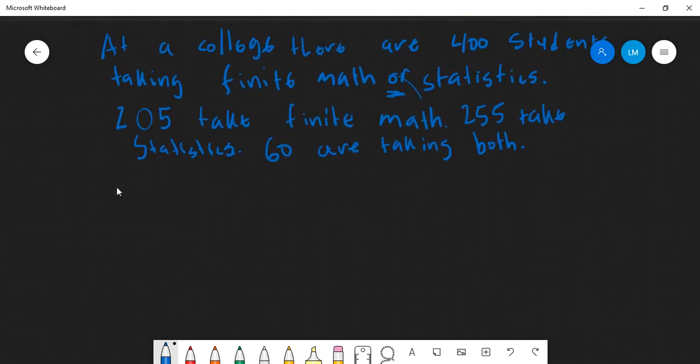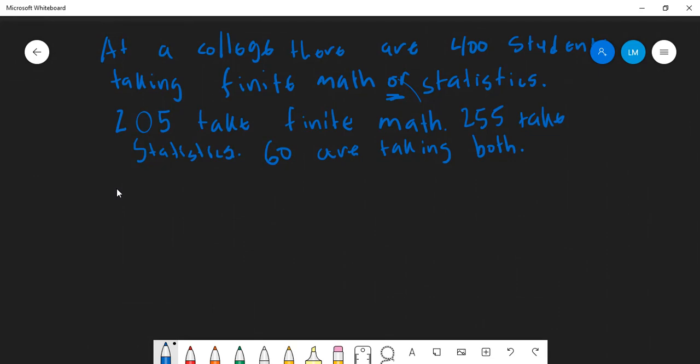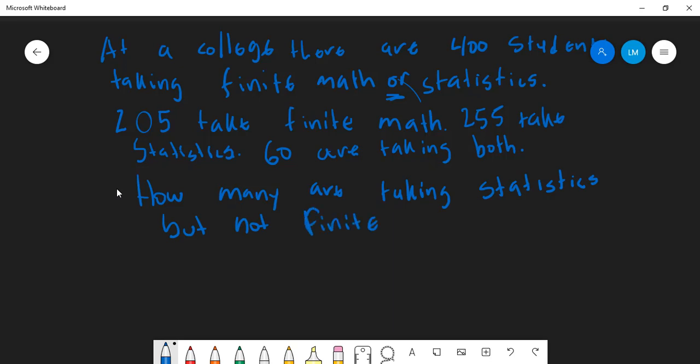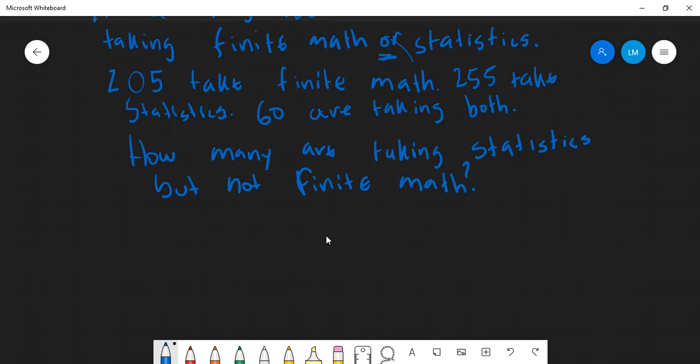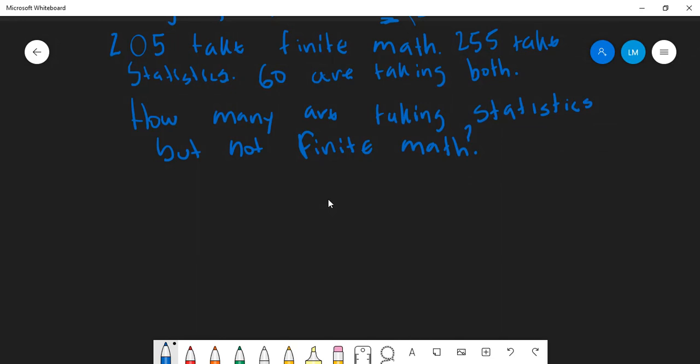So what we want to know is, for example, how many are taking statistics but not finite math. Okay, so essentially we just need to figure out how many are just taking statistics but not finite. So notice that we know how many people take both of the two courses. So for instance, we know that A could be the number of finite math students. And then we know that B could be the number of stat students.